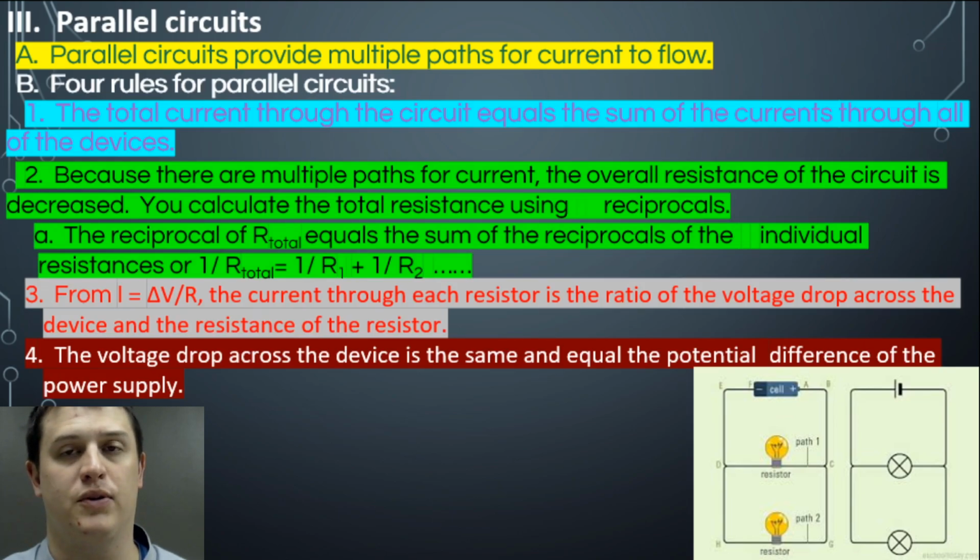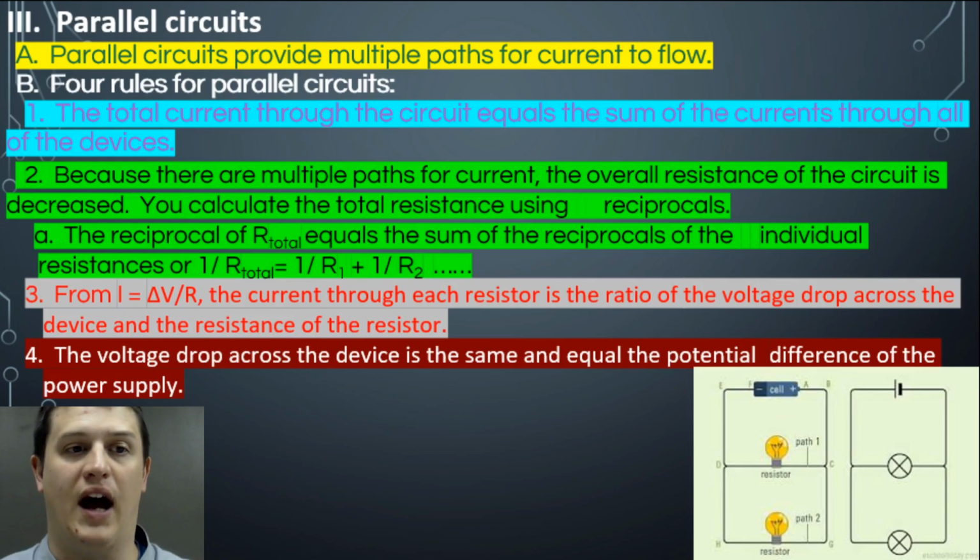What is a reciprocal? It's 1 over a number. So in this case, it's 1 over the resistance of each of the resistors. So R1 would be our first light bulb in path 1, and R2 would be our second light bulb in path 2. So those each have a resistance amount, and you'd put 1 over that, and you'd get your total resistance. A little bit different, just another equation to look at.